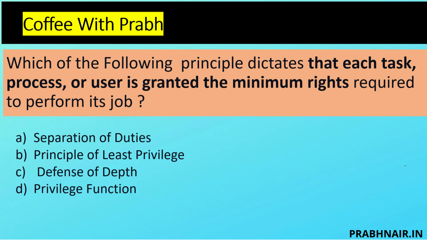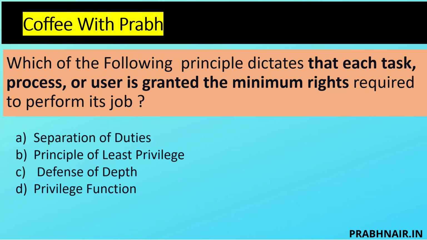Which of the following principles dictates that each task, process, or user is granted the minimum rights required to perform the job? See, separation of duty means one task is divided among parties, so three parties complete the transaction. But the question is not talking about a series of tasks. It says each task or process is granted the minimum right. Separation of duty talks about one task divided among multiple parties who have to work together to complete the transaction, but from the definition, it doesn't look like that. Second is the principle of least privilege, where the necessary rights are given to the user to perform the duty. Minimum rights given to the user to perform the duty makes sense.